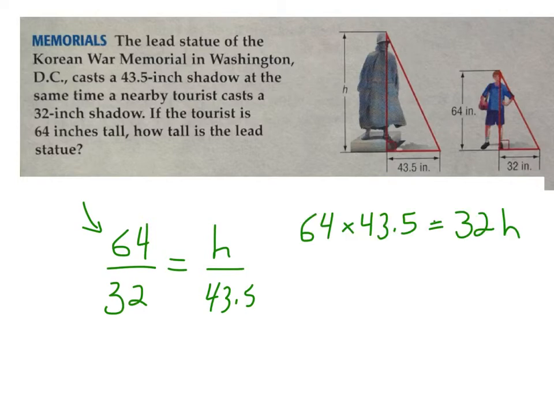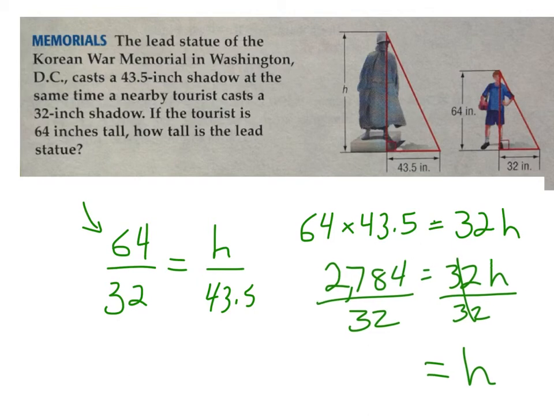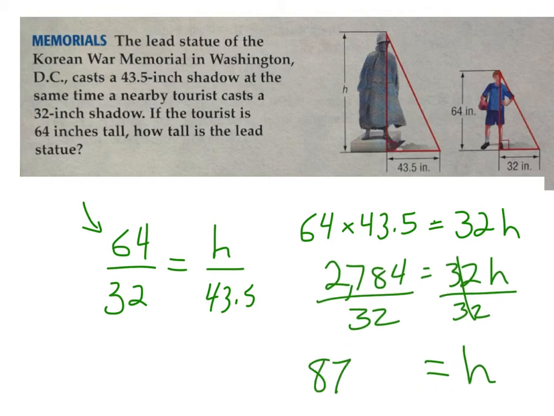So I've written out the work over to the right here, just like you're going to do today. And when I solved this on the calculator, I got 2,784, so that's equal to 32h, and I know I need to get that variable by itself, so I'm going to divide by 32, and I get 87, and my label is going to be inches, so I make sure I have that. 87 inches would be the height.